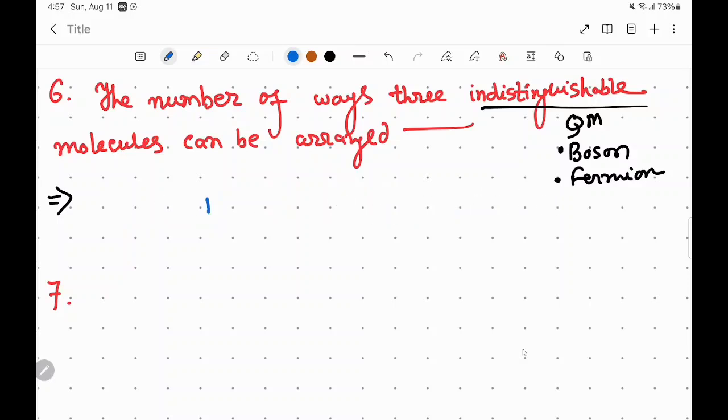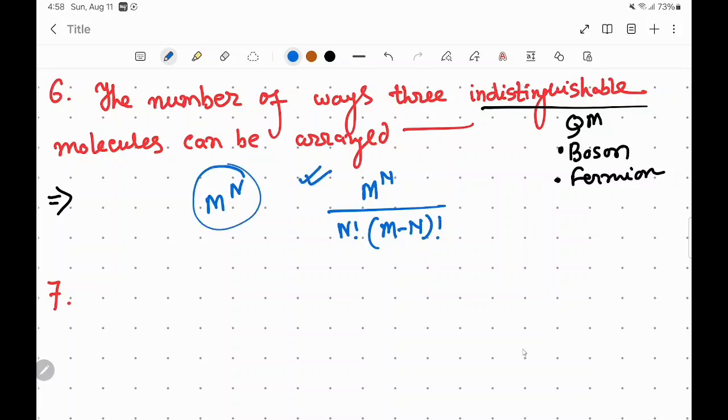For distinguishable particles the formula was m to the power n. For the indistinguishable case, you have to consider these formulas, n factorial, m minus n factorial. This is for when only one particle can be in one state. This is for when any particle can be in any state, then it will be m to the power n.